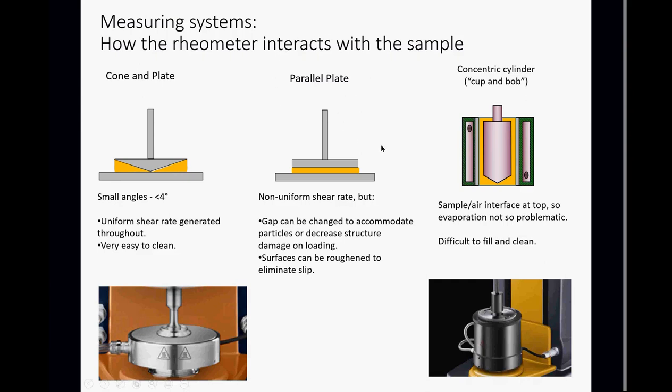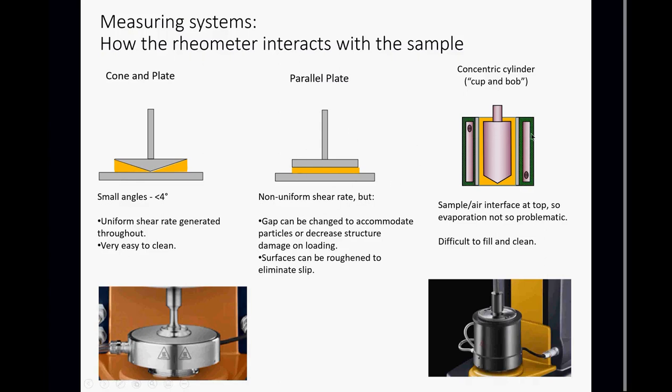So then we often use the parallel plate. The parallel plate is great, and we probably use the parallel plate more than anything else in my lab here. With the parallel plate, you can roughen these surfaces, so that could be sandblasting or hatching, and we'll come on to that a little bit later when I talk about slip. We can also adjust the gap here so that we can help to preserve the structure of the sample when we are loading the sample and bringing the plate down to the final gap ready for the measurement.